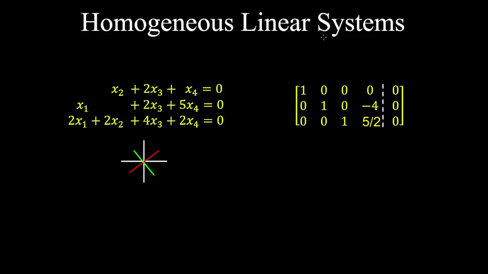Homogeneous linear systems are special types of linear systems where the right-hand side is all zeros. So therefore all homogeneous systems have a solution where all the variables are zero, and therefore homogeneous linear systems are all consistent. So this is called a trivial solution.